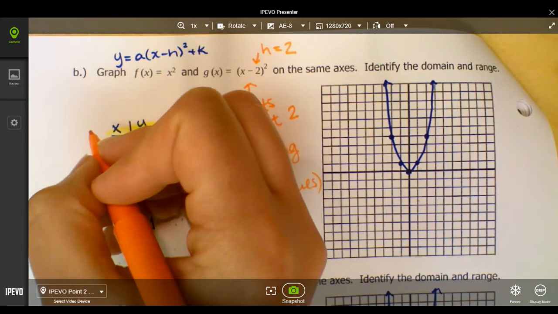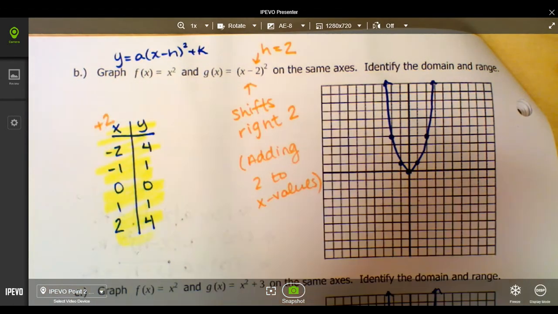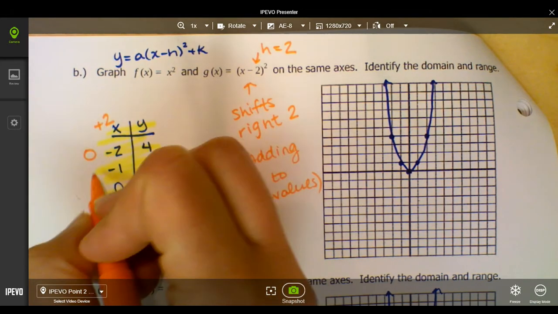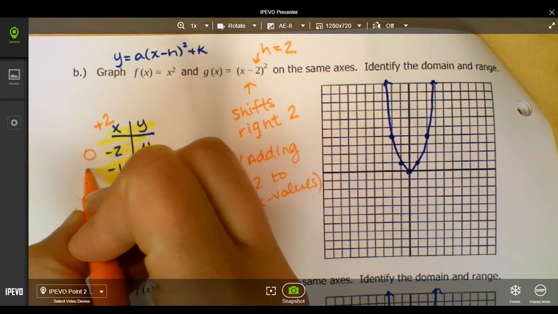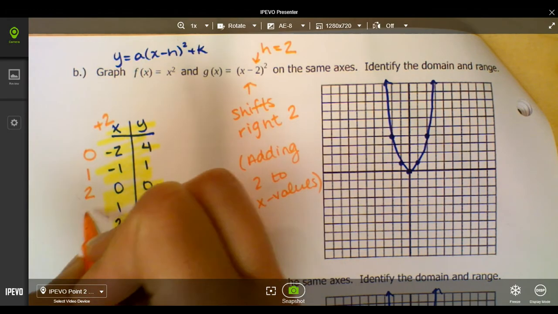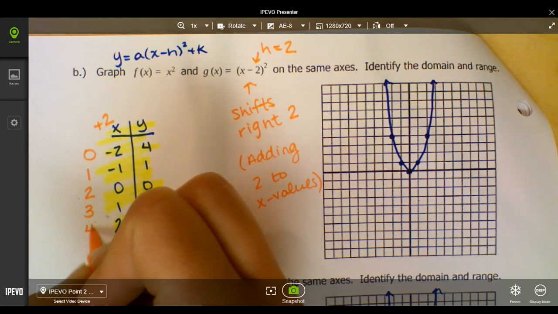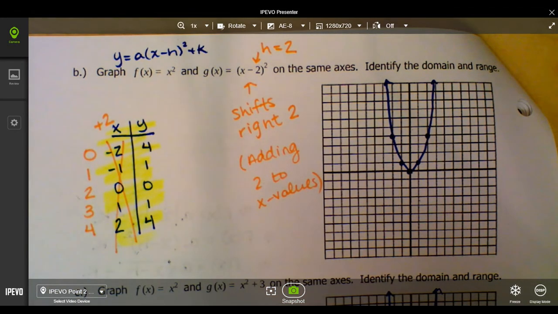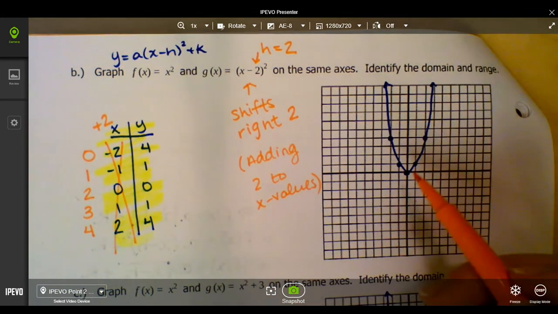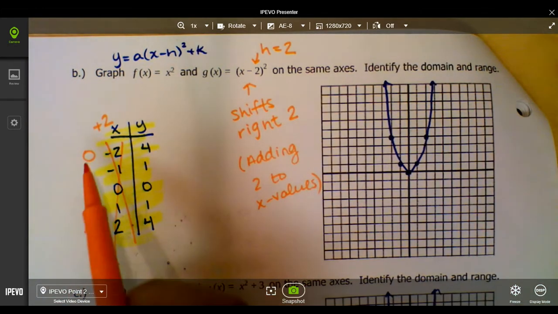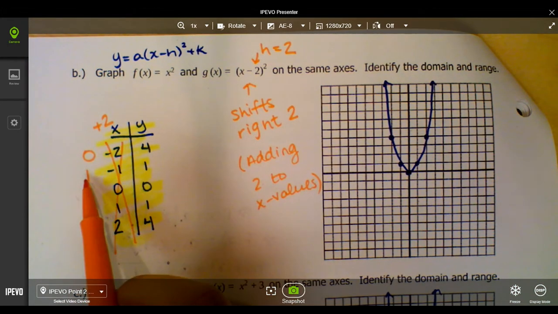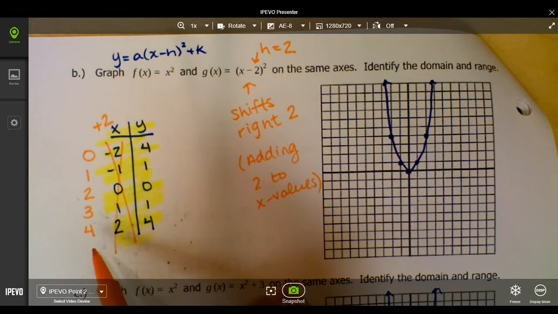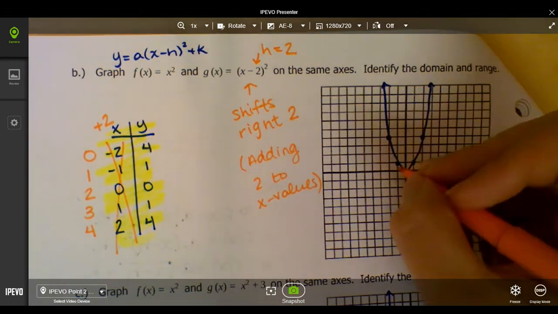So I'm going to add 2 to each and every one of my x values. When I add 2 over here, -2 plus 2 is 0, -1 plus 2 is 1, 0 plus 2 is 2, 1 plus 2 is 3, 2 plus 2 is 4. And these old x's I'm not even going to worry about, those x's are gone. So now when I graph my transformation, I am plotting the points 0, 4, 1, 1, 2, 0, because the y values didn't change. I'm just changing the x's, so it should look like it just got shifted right.